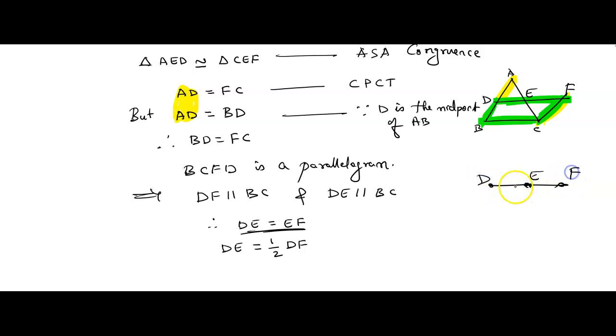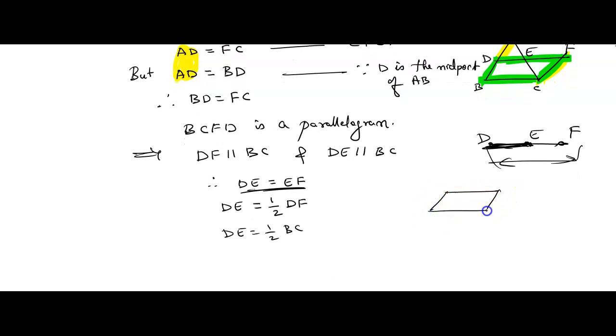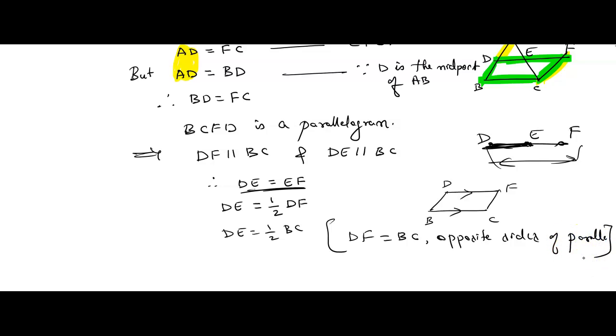This DE is half of DF. Now what is DF? DF is nothing but BC. Are you getting, children? You understood how we got this step? DE is equal to half of BC. Already we have said that BCFD is a parallelogram. Then what is the length of BC? Even DF is the same. So DE is half of BC. If you want, you can write the reason: DF is equal to BC, that's nothing but opposite sides of a parallelogram. Any doubts?